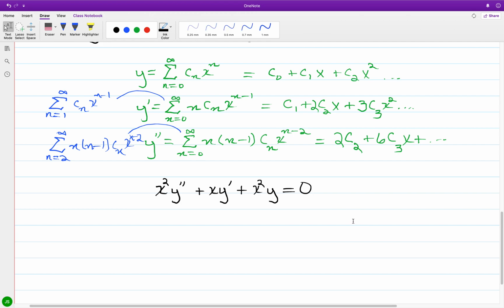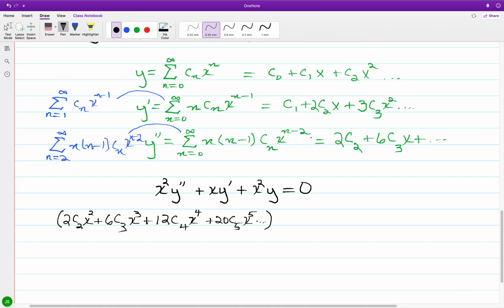for what we have in the mix, among the terms, you have x squared times y double prime, and so we can say that we have 2c2x squared plus 6c3x cubed, and we have 12c4 x to the fourth, 20c5 x to the fifth, and so on.